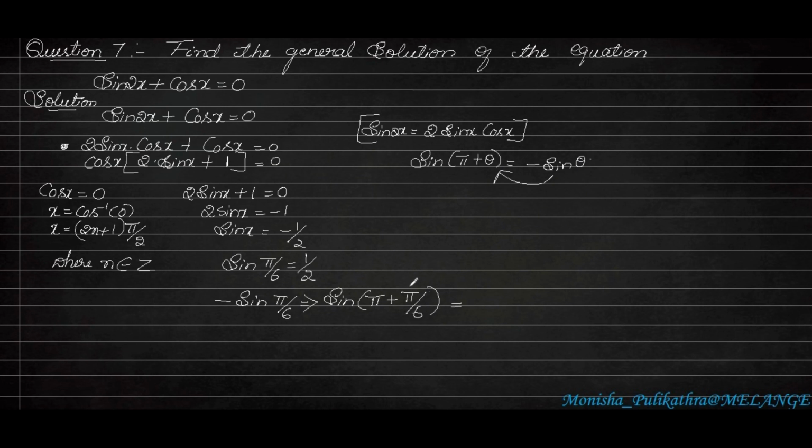Okay, so what will it become? Here, taking the LCM, pi plus pi by 6 becomes 6 pi plus pi, whole divided by 6, that is 7 pi by 6. So minus sine pi by 6 is also equal to sine of pi plus pi by 6, and this is equal to sine 7 pi by 6. Therefore sine 7 pi by 6 is equal to minus half.